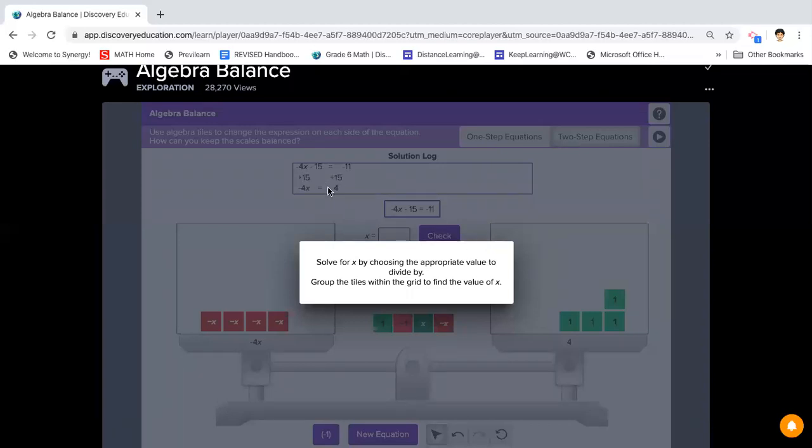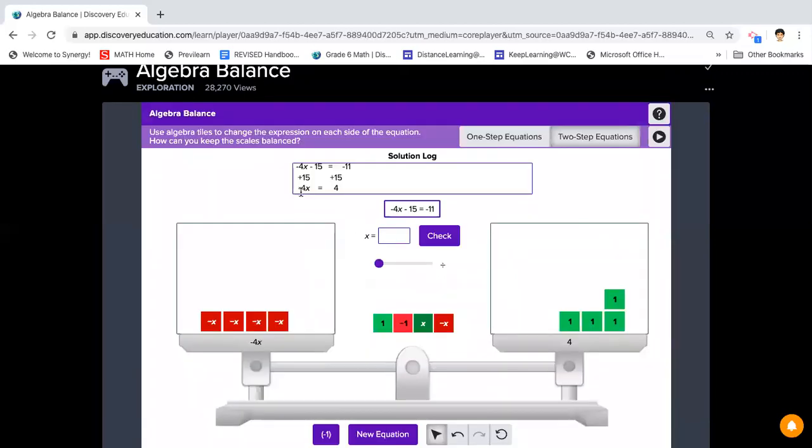I also want you to notice that the solution log is keeping track of every step in inverse operation that is performed. To continue, I need to solve for x by choosing the appropriate value to divide by. I will group the tiles within the grid to find the value for x. In my equation, negative 4 times x equals 4. So, with the order of operations working in reverse, I have to work with undoing multiplication or division next.